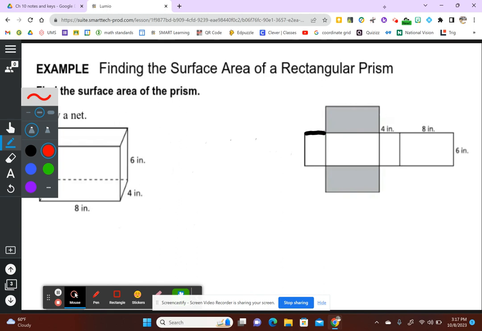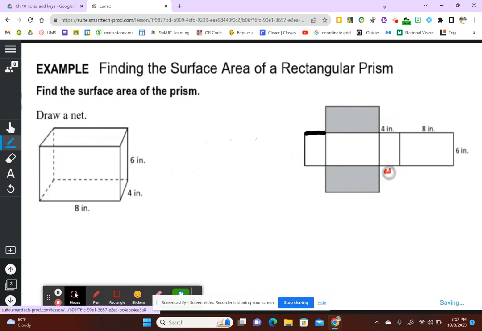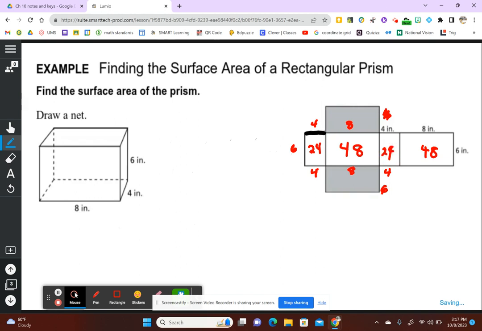So this next screen shows you can draw the net. And if we draw the net, then we see these little pieces here are 4. These pieces here are 6. And this piece is 8. So we have 6 by 8 here. So this is 6 by 8, which is 48. This is 6 by 8, which is 48. This is 4 by 6, which is 24. This is 4 by 6, which is 24. And this particular one is 4 by 8, which is 32, and 4 by 8, which is 32.